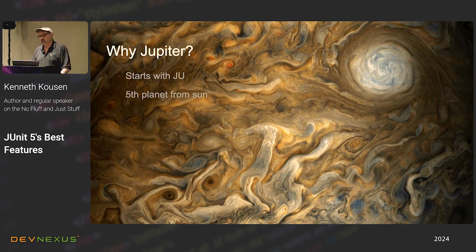But the really silly reasons they picked the name Jupyter: one is Jupiter starts with JU, just like JUnit. And Jupiter is also the 5th planet from the sun, so there's JUnit 5, making you wonder, or making me wonder anyway, if they go to JUnit 6, are they going to go to Saturn on this? I have no idea. But again, just a picture, an opportunity to show a pretty picture.